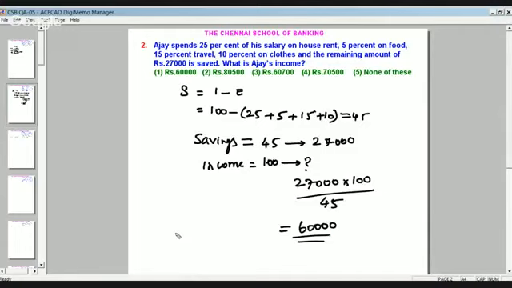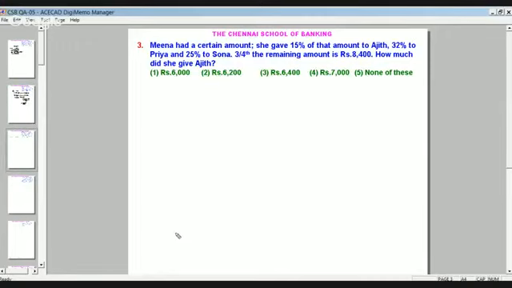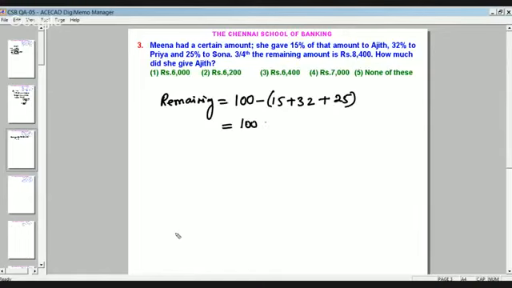Okay, next question number 3. Go through. So first find the remaining amount equals 100% minus 15, 32 and 25. So 100 minus 72, this equals 28.